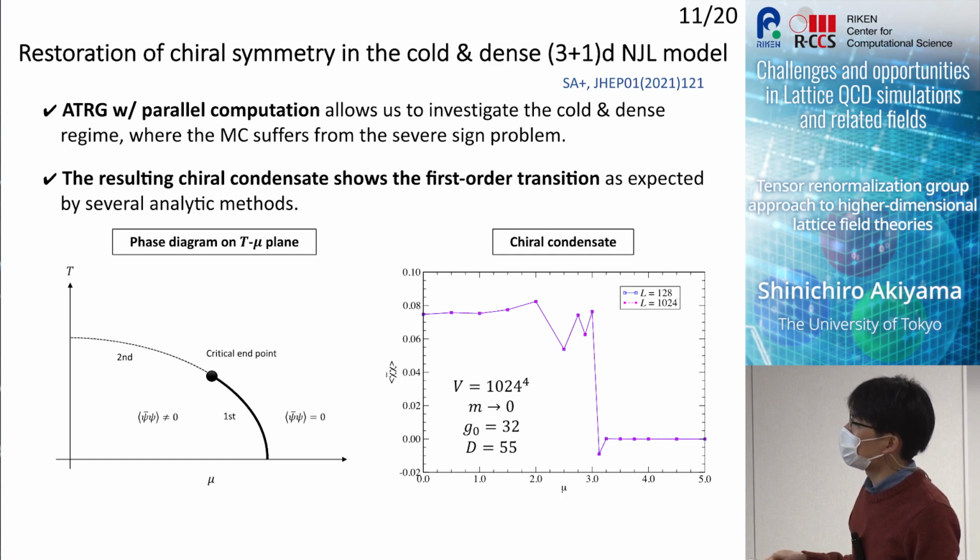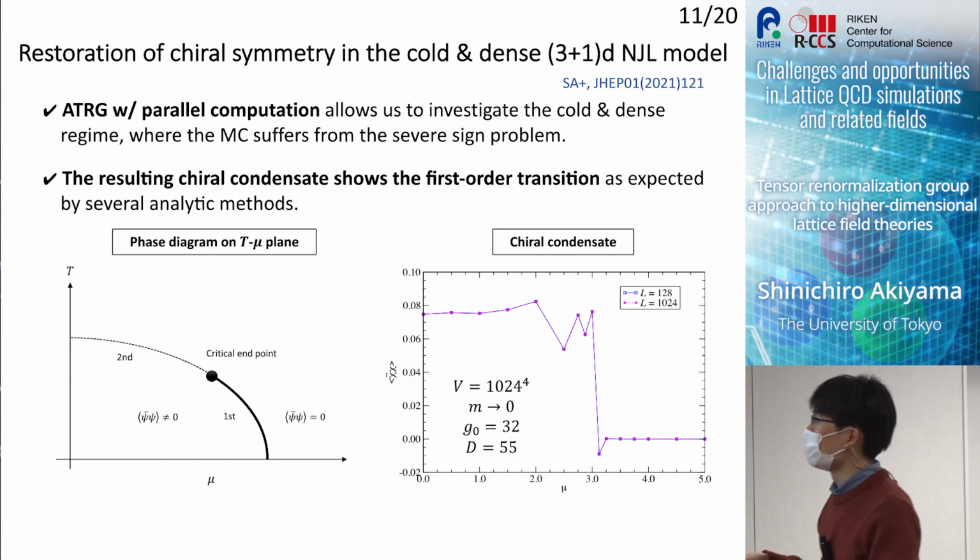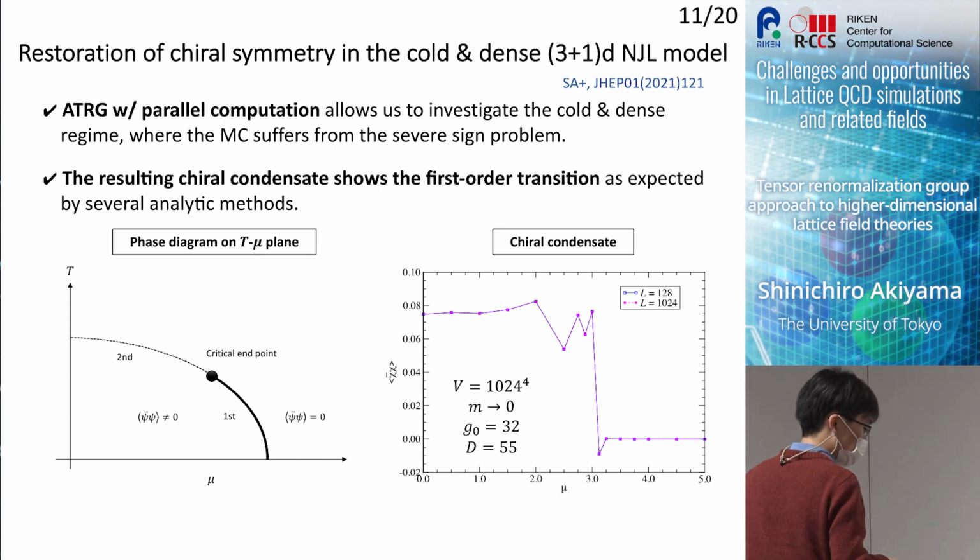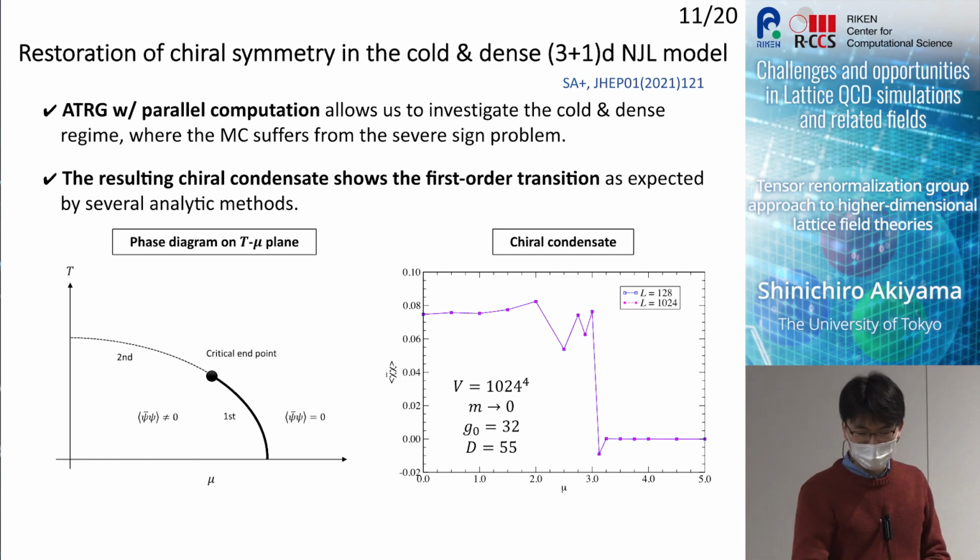And you can see that the chiral condensate takes a finite value, and after some point, this chiral condensate vanishes. And we can see a clear gap in this chiral condensate. So the resulting chiral condensate by the ATRG shows the first order transition, which agrees with some expectations obtained by analytic methods, including the mean field or the functional renormalization group method.